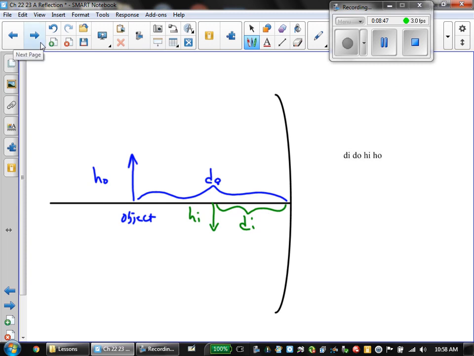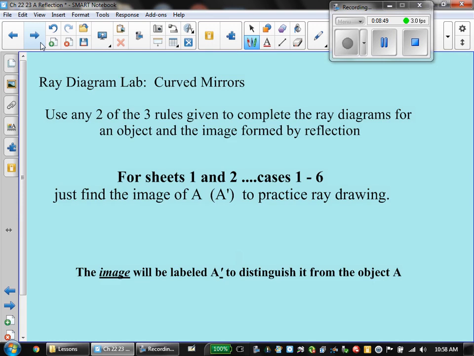Again, you should now try with pencil, use the rules I gave you, try to do the sheets that are downloadable as the Curve Mirror Lab. Try to form the image using any two of the three rules. Some of them are a little tricky. We'll go over them a little bit later. And try to find the image labeled A prime as opposed to A.